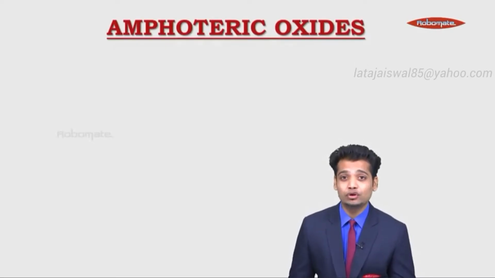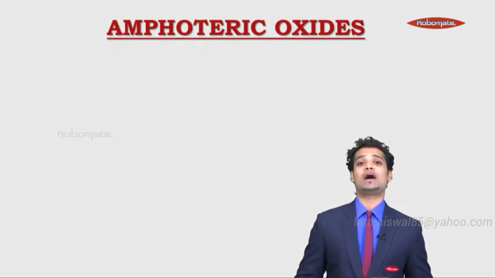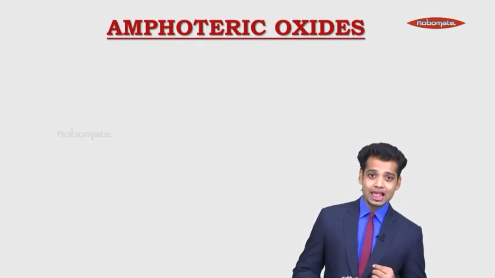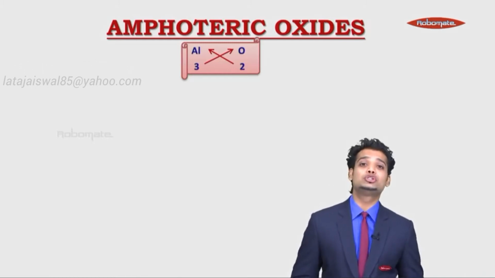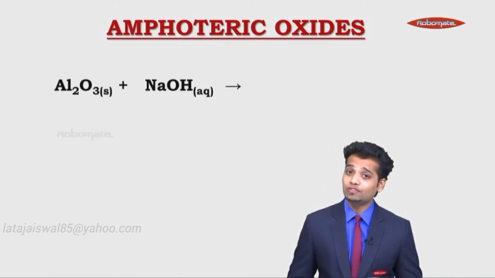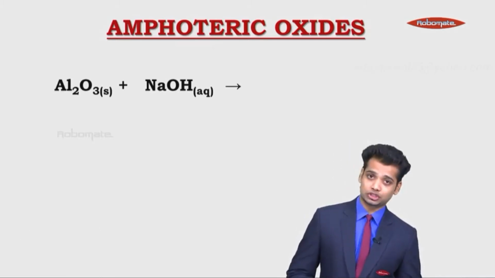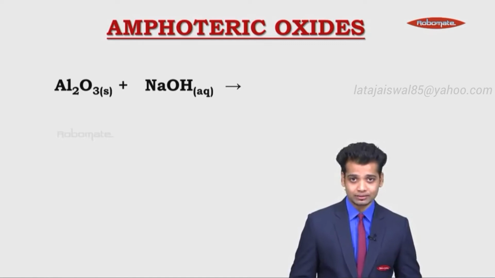Of amphoteric oxides with acid as well as base. Let's take an example of aluminium oxide. Al valency is 3, O valency is 2. When you crisscross, Al2O3. Now you have to see the reaction of aluminium oxide with NaOH. Now pay attention, how does this react?